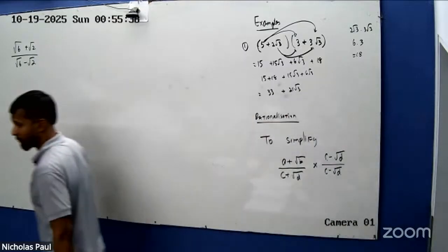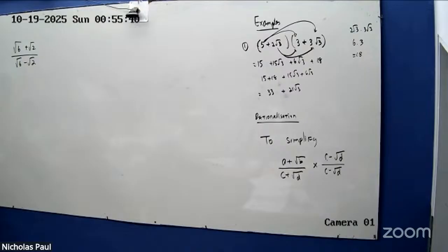Easy, right? No calculator, you have to work it out properly. Why not finish it? That's it. Wait, multiply with the conjugate. Okay, so I'm going back to the original thing.